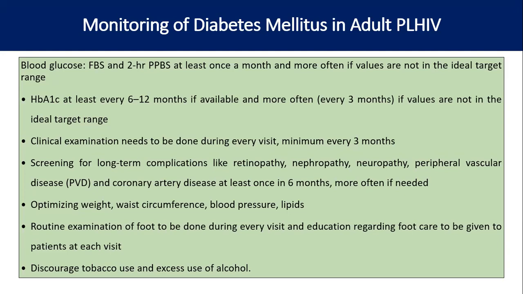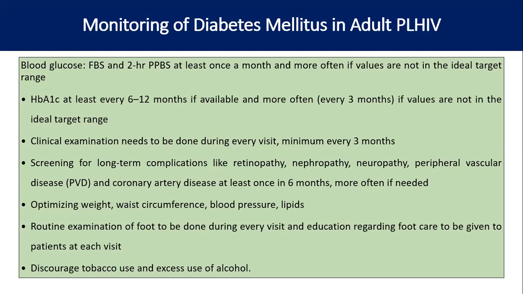Clinical examination needs to be done during every visit, and minimum every 3 months we need to examine the patient for possible complications like retinopathy, nephropathy, neuropathy, peripheral vascular diseases, coronary artery disease, at least once in 6 months. Now we need to also optimize the weight so that the BMI is within 18.5 to less than 23 kg per meter square, and waist circumference in case of man should be less than 102 centimeter, while in case of woman, it should be less than 88 centimeter.